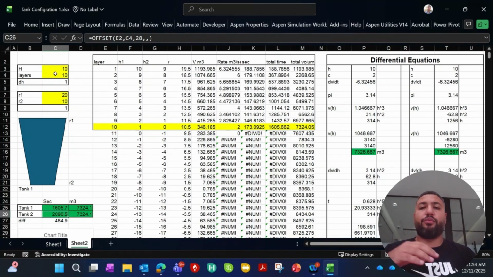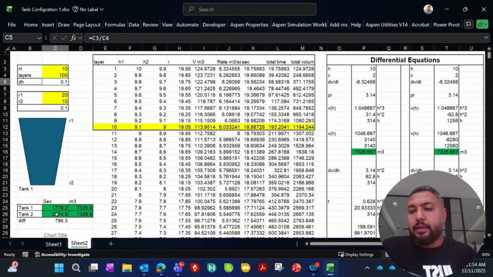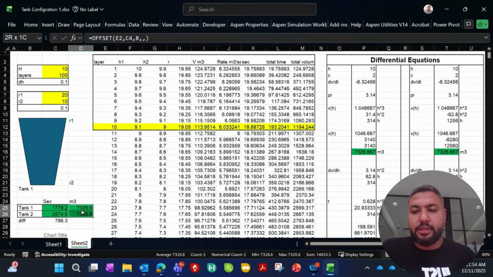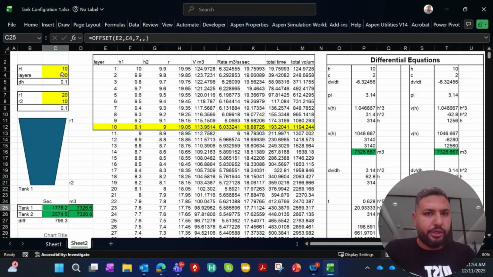So in order to have more accurate results, we can try to increase the number of layers, making smaller steps, let's say 100. And now you can see again, still the same. The second tank will take more time than the first tank, and almost the same volume here. We have seen some change in the time, and this is because once we have smaller steps, we have a more accurate time calculation. So it was interesting to see if we can derive some differential equations for that.